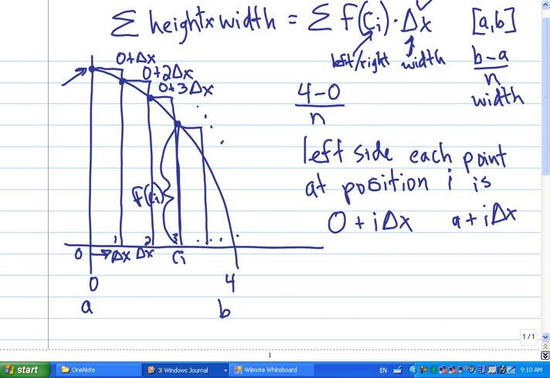But now that I know where the points are, we don't need to add this 0. Basically, what I want to do is evaluate at f of i delta x, which is the height.